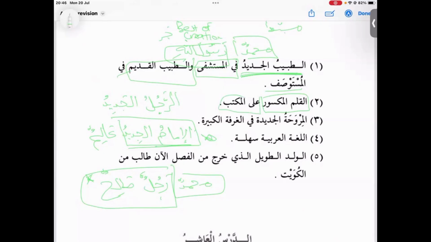Al-maktabi, is on the desk. Al-mirwahatu al-jadidatu, the new fan, that's the mubtada, and it is the adjectival phrase. Fil ghurfati al-kabirati, is in the big room. The mubtada is an adjectival phrase and the khabar is an adjectival phrase. Al-Lughah al-Arabiyyah, the mubtada, the first part of the jumla ismiya, is an adjectival phrase. Sahlatun, khabar. Al-walad al-tawil, the tall boy, الذي خرج من الفصل الآن. طالب, yes, the khabar. طالب من الكويت, from Kuwait, that's the khabar.